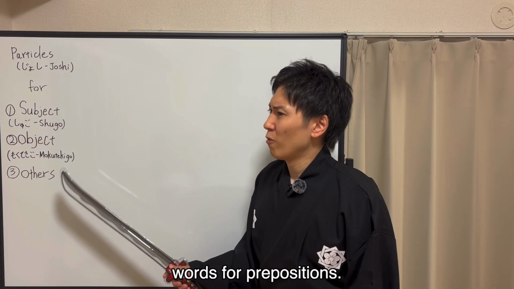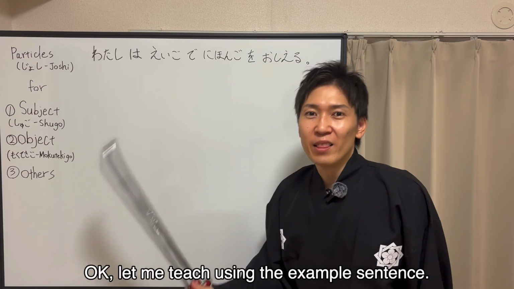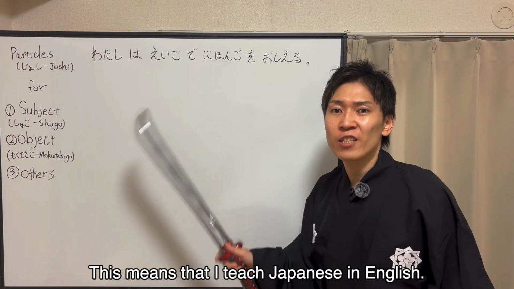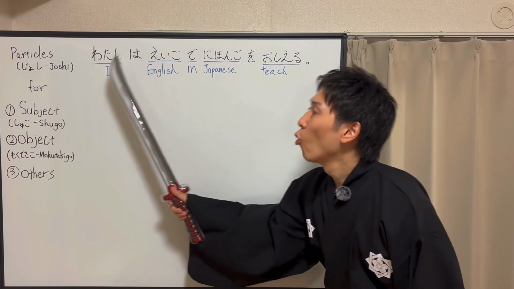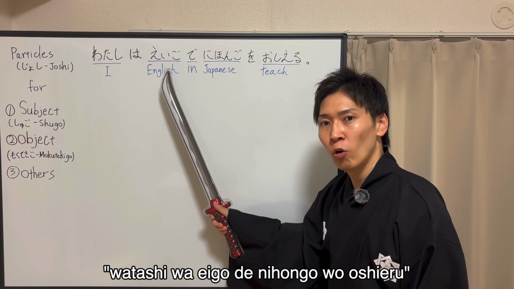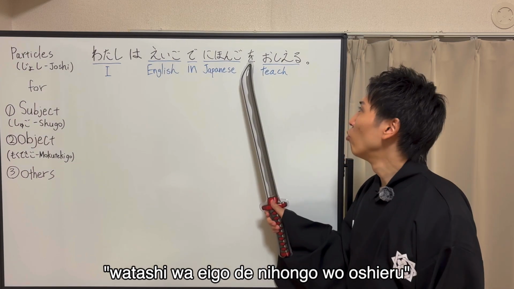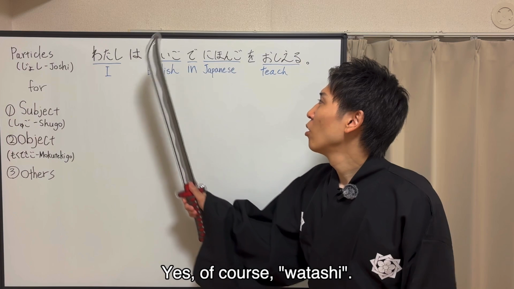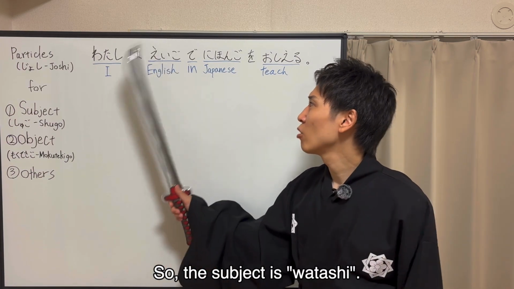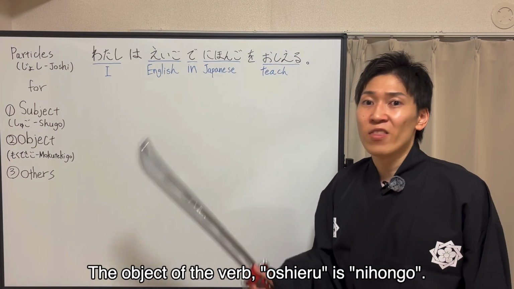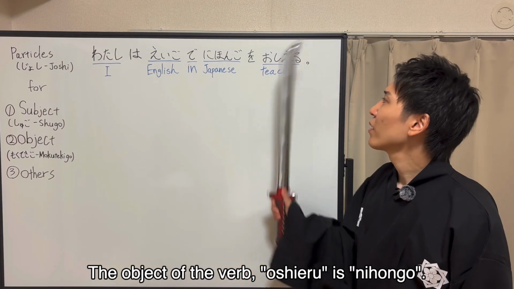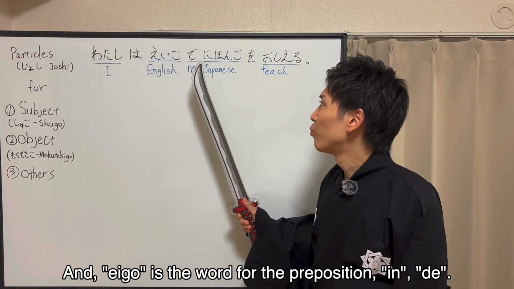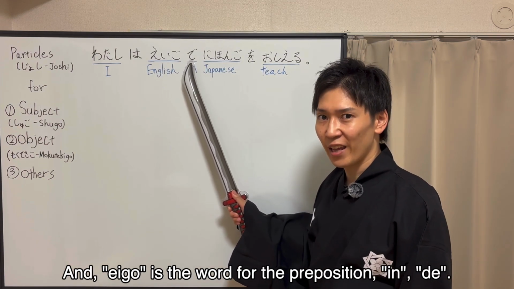In most cases, words for prepositions. Okay, let me teach using the example sentence. This means that I teach Japanese in English. Okay? 私は英語で日本語を教える. In this case, who teaches in English? Yeah, of course, 私. So the subject is 私. And the object of the verb 教える is 日本語, and 英語 is the word for preposition with で.